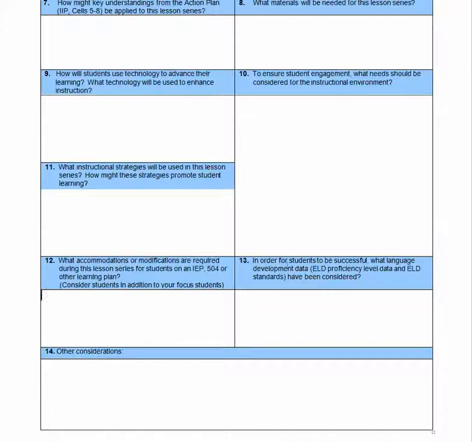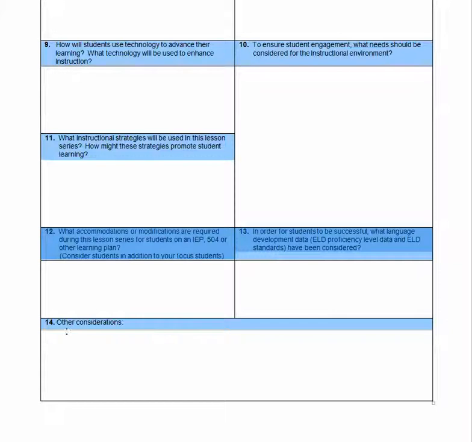Number 13 is focusing on what ELD considerations you need to make. That ties into 12. Both 12 and 13 are taking a look at your focus students. How are you going to support them specifically in this unit? In the end, that will come out in how you're differentiating the unit. How are you supporting all your students? Any other considerations? If there are considerations on time or materials that you're trying to get a hold of, any of that can be put right here.